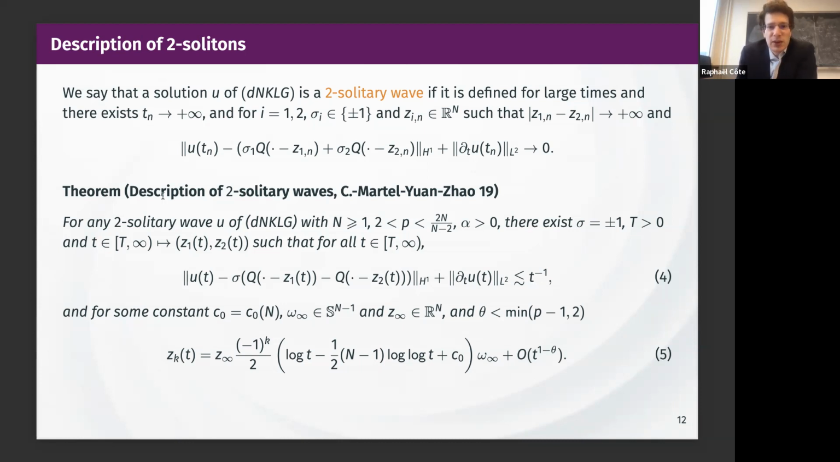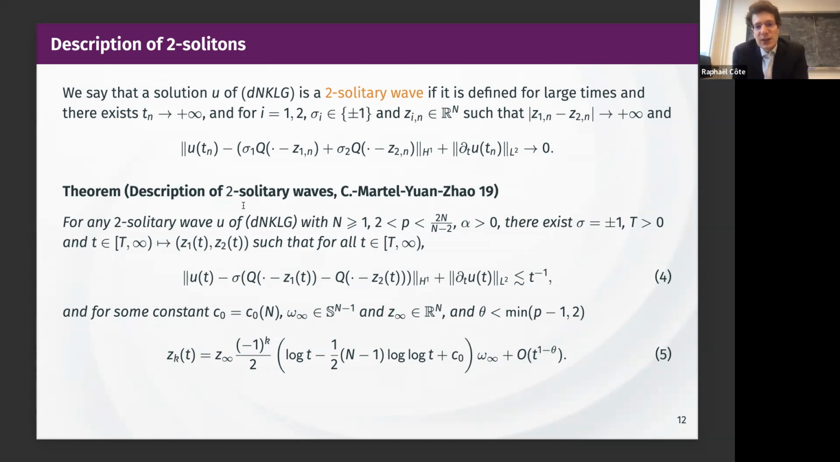So we started with looking at two solitons. Our first goal was to describe two solitons, and then we understood that there was some kind of stability around two solitons. You have to be careful with what you say, because there is still finite time blow up for initial data which is a near sum of two very separated solitons.